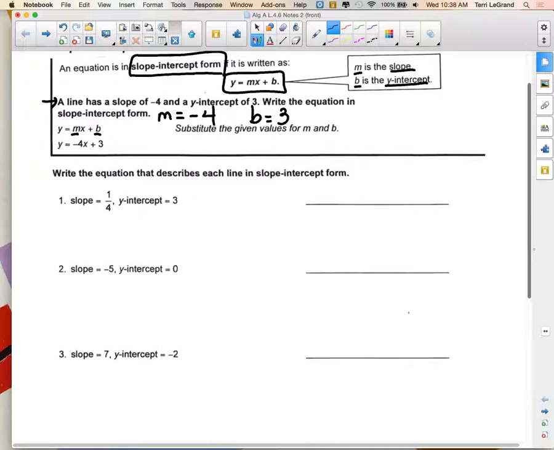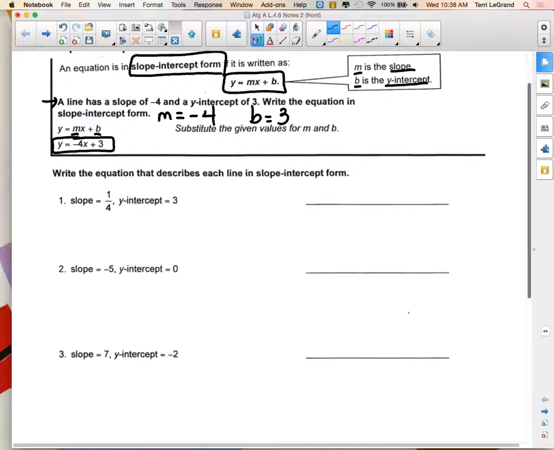So notice what they did. They put -4 in for m and the 3 in for b, and they're saying that the equation of this line is y equals -4x plus 3. So any point from that line would make this equation true. We substituted it in. Let's try that point that we know is the y-intercept. It's 3 on the y-axis.